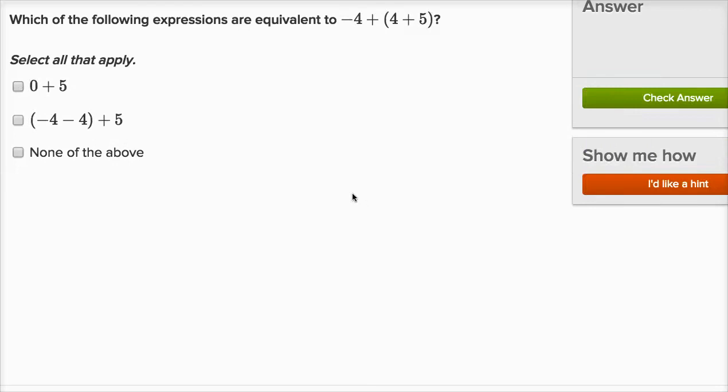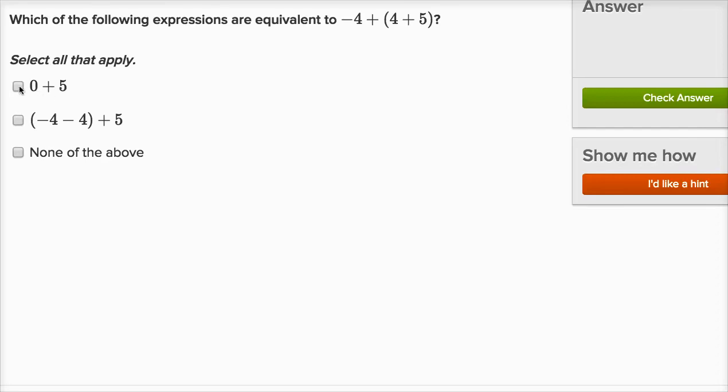Which of the following expressions are equivalent to negative 4 plus (4 plus 5)? If I were to compute this, I would say negative 4 plus, and I would add the 4 and the 5 first, and I would get 9. So it would be negative 4 plus 9, which is equal to 5. So let's see. 0 plus 5, well, that's going to be equal to 5.